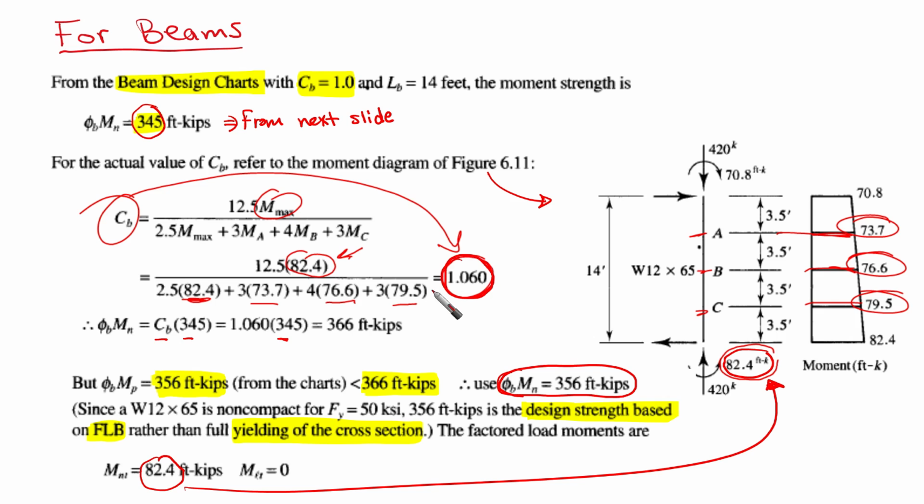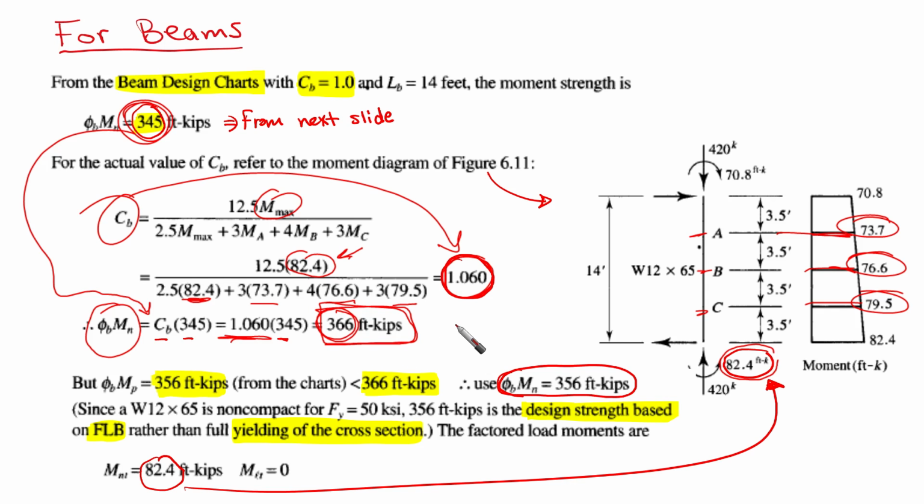What is the meaning of this? This means that the flexural strength of the beam part of the beam column is going to be magnified by 6%. So this 345 is going to be multiplied by 1.06. It's going to be 366 kips. This is supposedly the flexural strength, right?